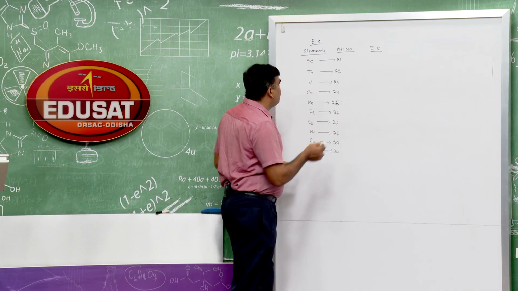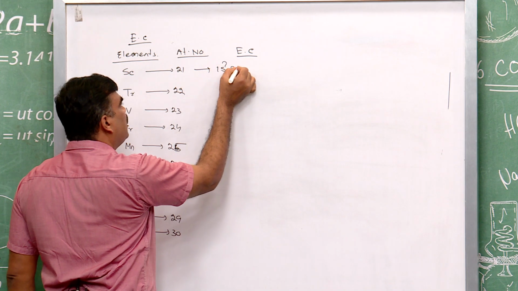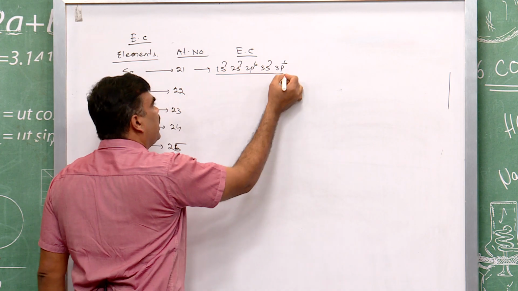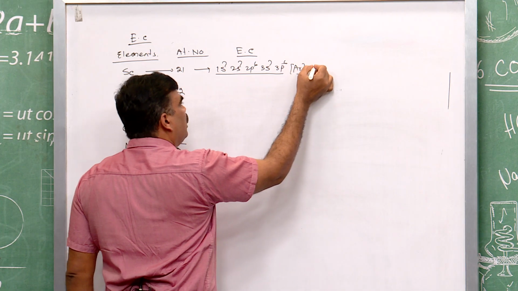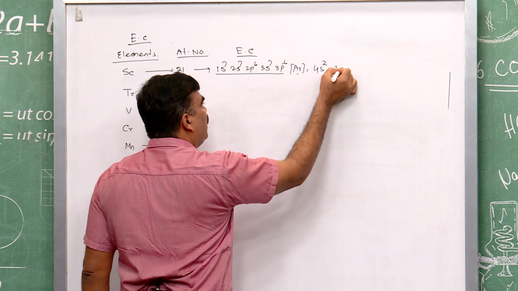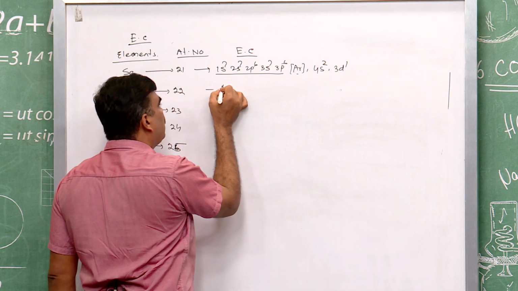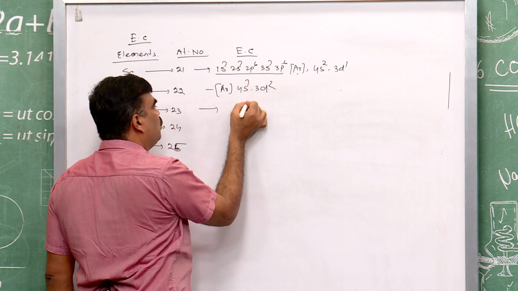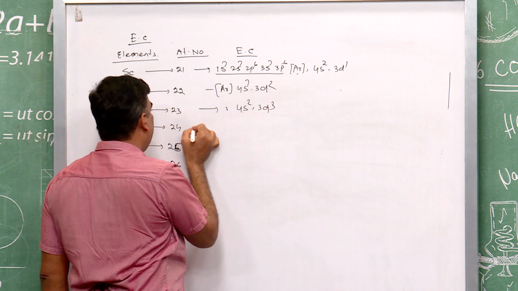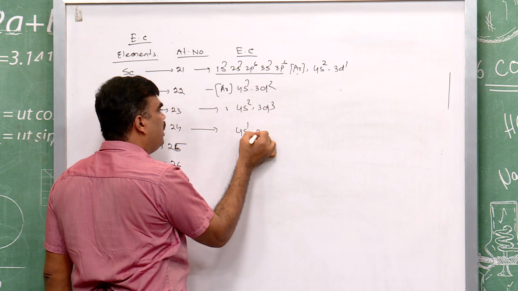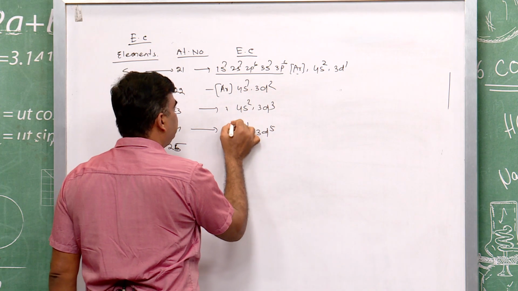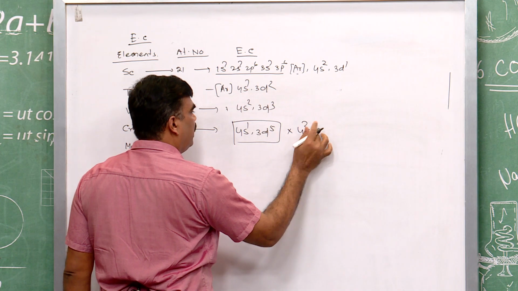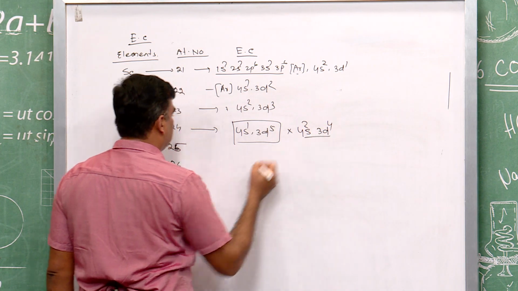So what are the electronic configurations? It is 1s2, 2s2, 2p6, 3s2, 3p6. Instead of writing all these, I can write argon, then 4s2, 3d1. Similarly, argon 4s2, 3d2, then argon 4s2, 3d3. In case of chromium, it is 4s1, 3d5, not 4s2, 3d4. It is not like that.